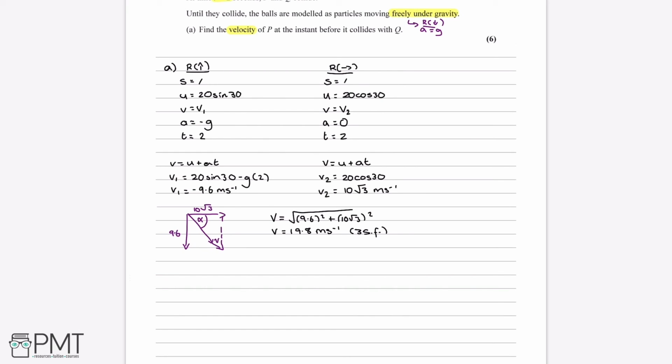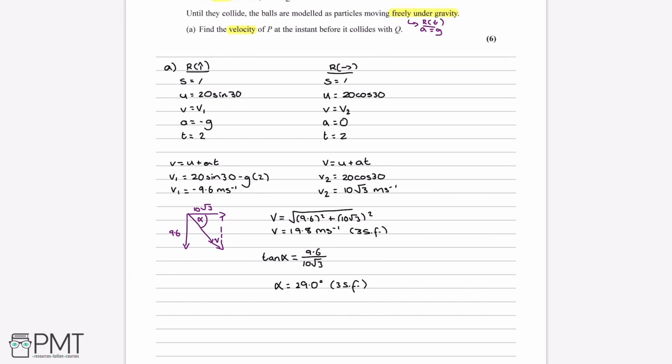So now we have the value of the velocity, but we still don't have the angle. To find the angle we use trigonometry, and we need to use tan, because tan alpha equals opposite over adjacent. We know that opposite is 9.6 and adjacent is 10 root 3. If we take the inverse of tan on both sides and put that into our calculator, we find that alpha is equal to 29.0 degrees to 3 significant figures. So now we have a value for the velocity and the angle at which it acts below the horizontal.